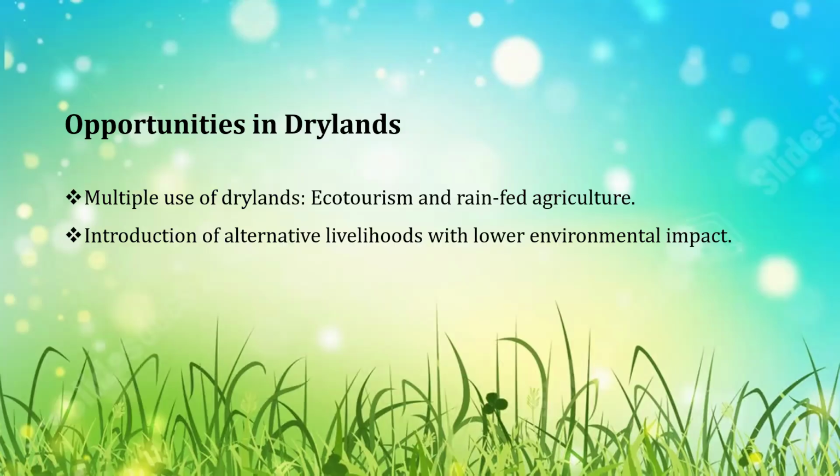Apiculture or beekeeping requires very little water and supports biodiversity through pollination. In the case of sustainable harvesting, it involves collecting wild products like gum, resins, or medicinal plants. Renewable energy means utilizing the high solar radiation typical of dryland to host solar farms.